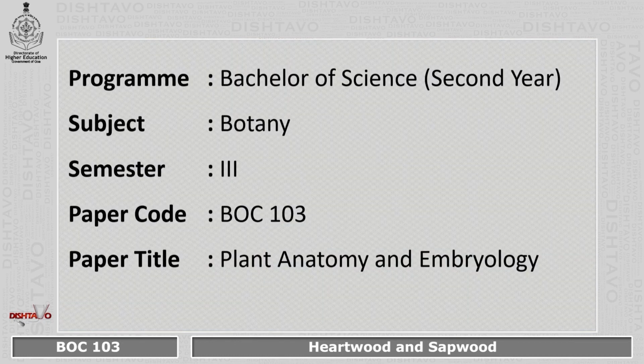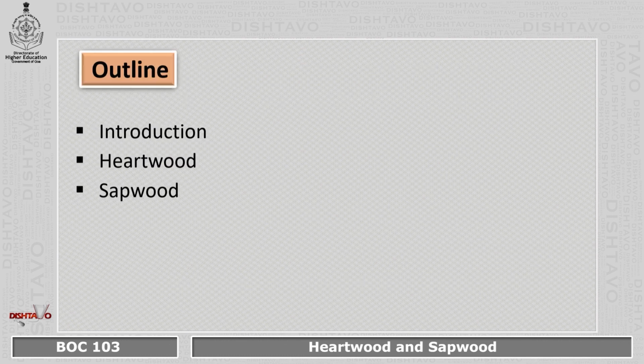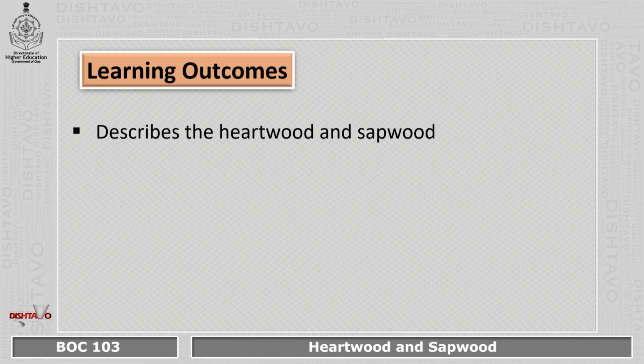Today, we are going to study Heartwood and Sapwood for second year BSc Botany Semester 3 students. Paper code BOC 103. Paper title Plant Anatomy and Embryology. The title of the unit is Unit 3 Secondary Growth. Module name Heartwood and Sapwood. Module number 20. The module outline is Introduction, Heartwood, Sapwood. The learning outcome of the module is to describe the heartwood and sapwood.